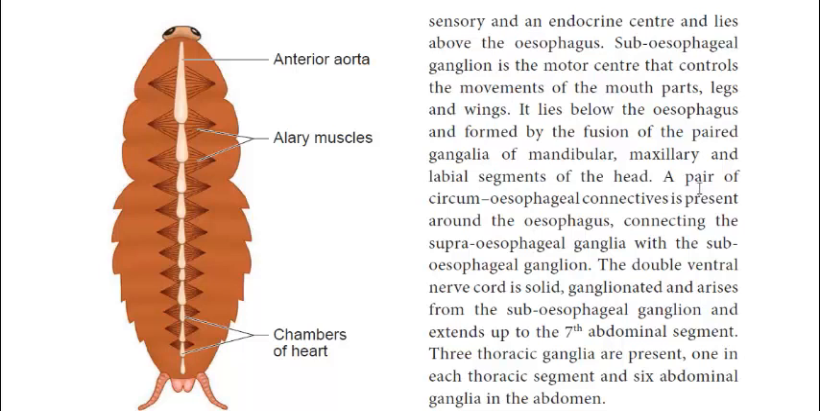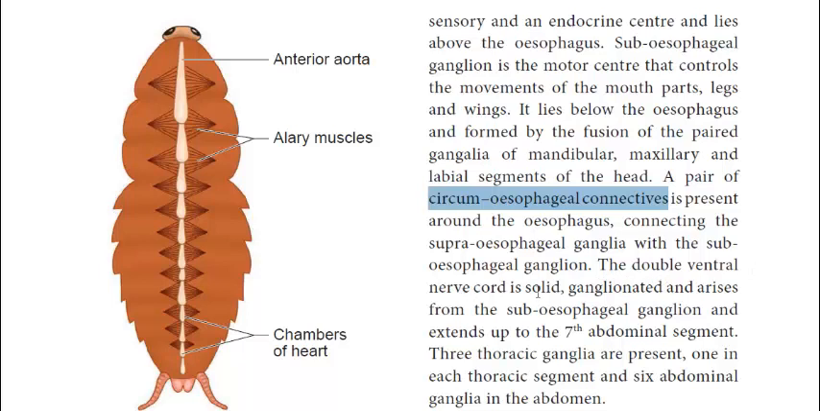A pair of circumesophageal connectives is present around the esophagus. So what is the main function of this? It connects the supraesophageal ganglia with the subesophageal ganglion. So this is the connective tissue. Circumesophageal connectives: from the word itself you can get the clue. It is the connective tissue connecting supraesophageal ganglia with the subesophageal ganglia.